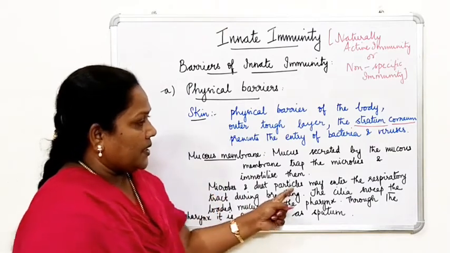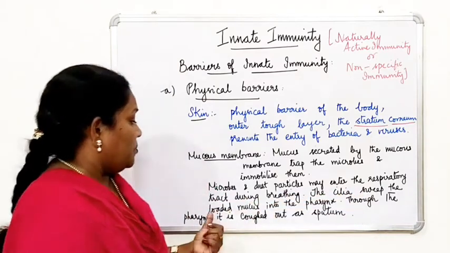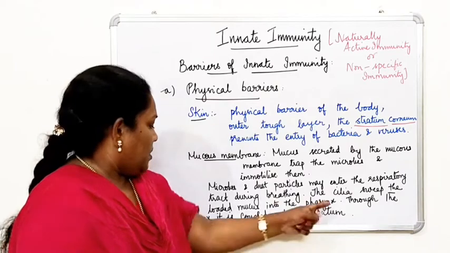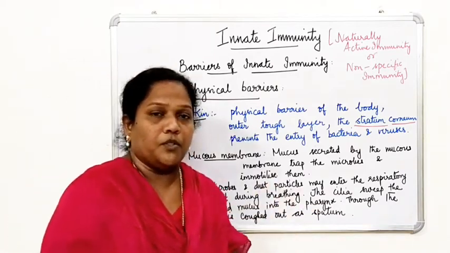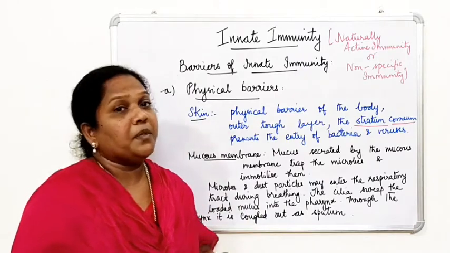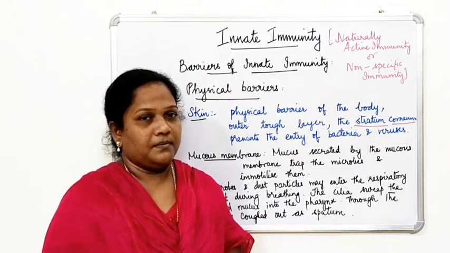Microbes and dust particles may enter the respiratory tract during breathing. But the cilia sweep the loaded mucus into the pharynx. The pharynx is the common throat. Through the pharynx, it is coughed out as sputum. Or even if it enters the esophagus, it may be eliminated through the feces. It will not allow the microbe to become active inside your body.